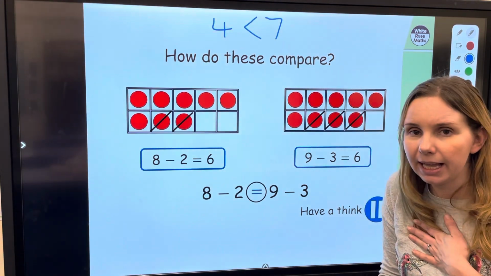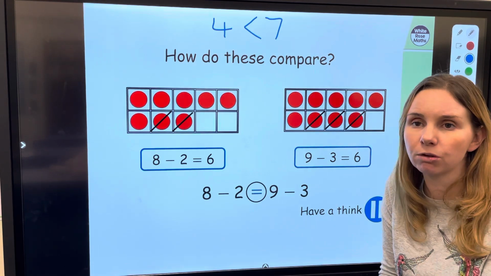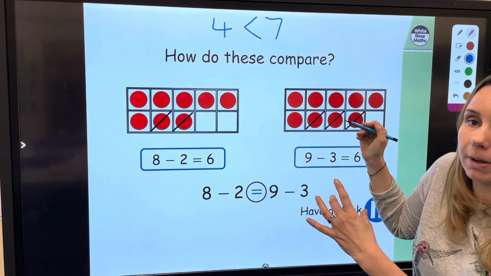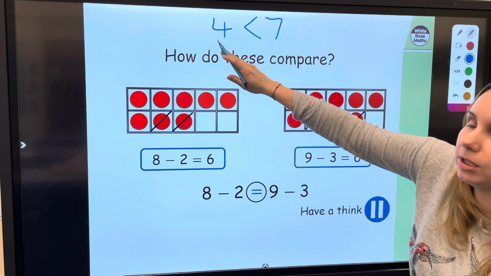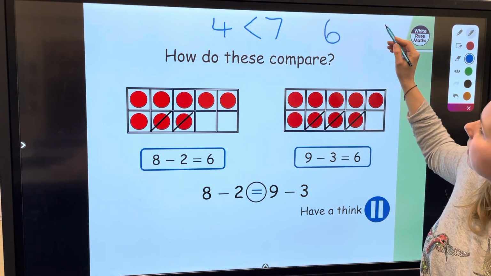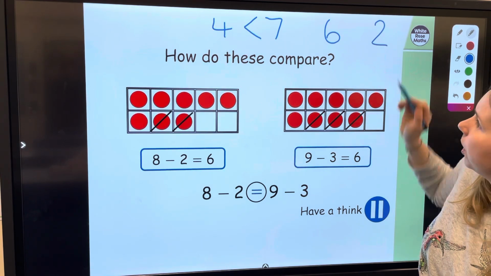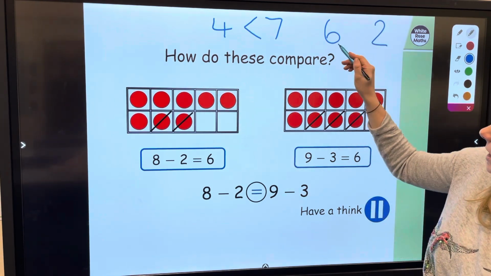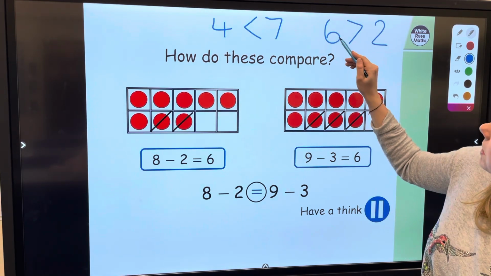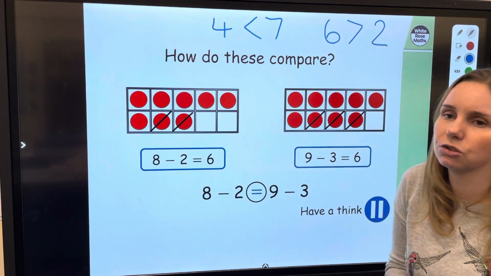For me, it helps me being able to spot which is the greatest number, so I can open the symbol on the correct number, and then you read how it's pointing. So 4 is less than 7. You might put 6 and 2. So I look at it and I think, well, this is the greatest number. I'm putting my symbol that way. So 6 is greater than 2.